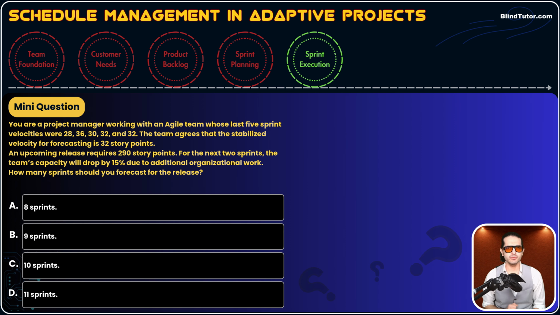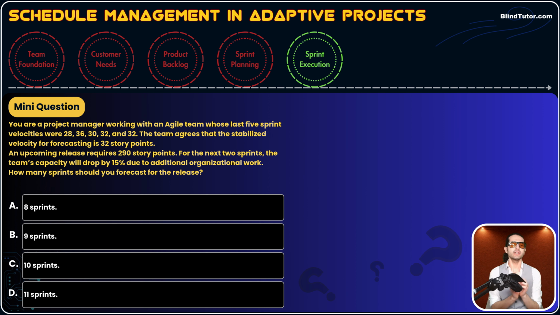You are a project manager working with an Agile team whose last 5 sprint velocities were 28, 36, 30, 32, and 32. The team agrees that the stabilized velocity or sustainable pace for forecasting is 32 story points. An upcoming release requires 290 story points. For the next 2 sprints, the team's capacity will drop by 15% due to additional organizational work. How many sprints should you forecast for the release? Very good question. A, 8 sprints, B, 9 sprints, C, 10 sprints, and D, 11 sprints.